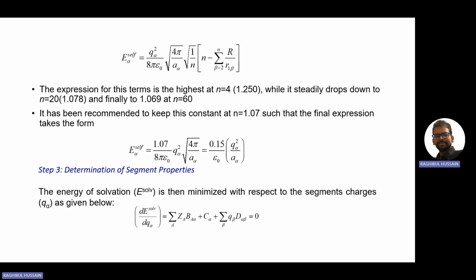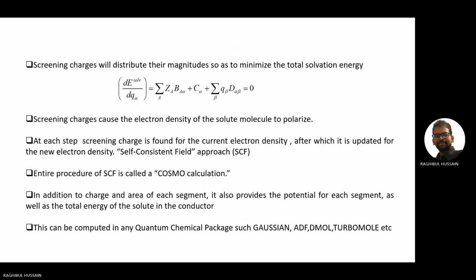Finally, what we have is this expression. You remember E solve is equal to three terms: the nuclei term, then the solute electron density term, and this term, which you call within itself, the charges within itself. Now what Gaussian does is solve this expression. You take a derivative with respect to the scaling term, because you need to minimize this. You will get a solution where Q alpha is converged, and that particular Q alpha will be printed in your Cosmo file.